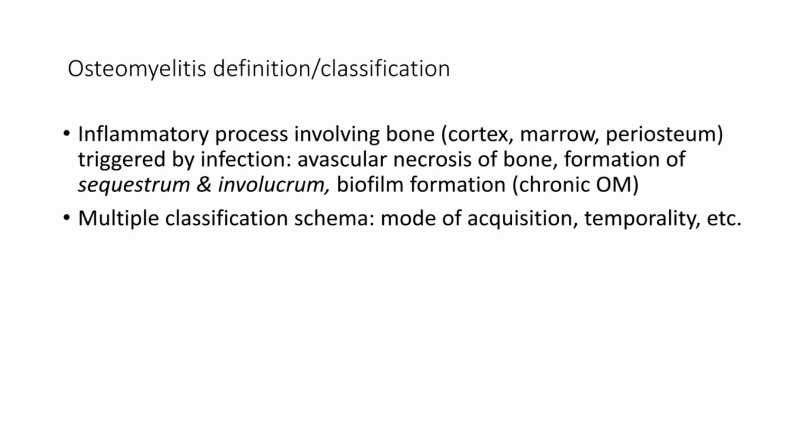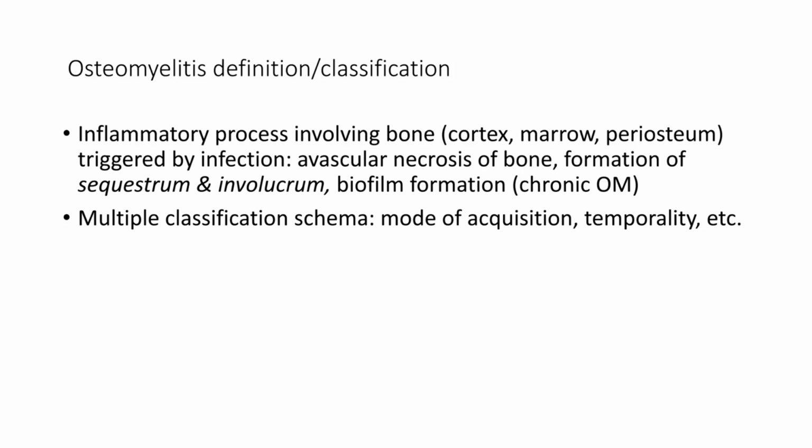So we all know osteomyelitis is an inflammatory process involving the bone. Really any part of the anatomy can be involved, triggered by infection that then leads to avascular necrosis. So basically it's dead bone, and that's the sequestrum, right? The sequestrum is dead bone, and the surrounding area is called the involucrum, just if you're trying to be fancy. And then the classic thing in chronic osteo is always biofilm formation, because the bacteria are just hanging out in this really inert extracellular matrix situation. And that's why it's a chronic entity.